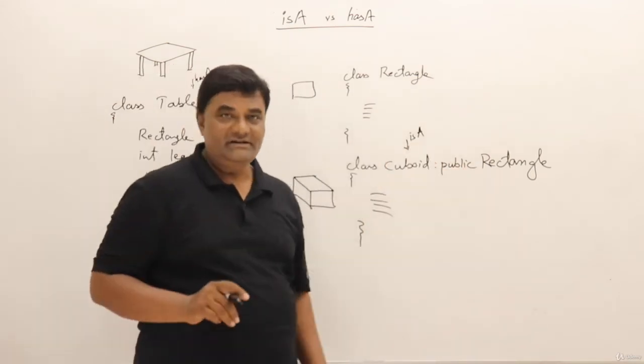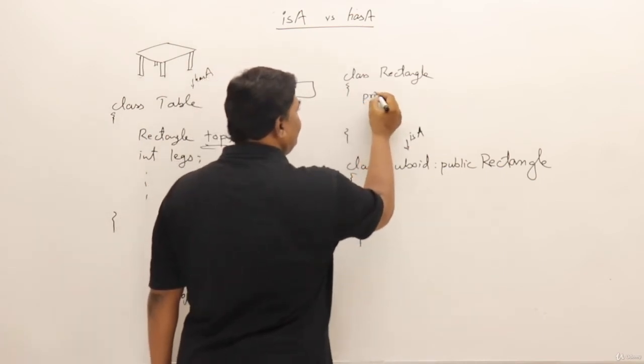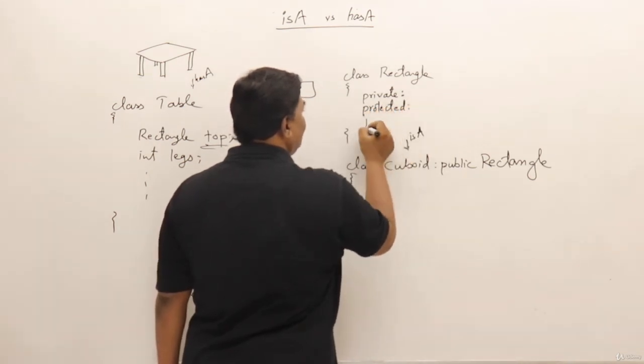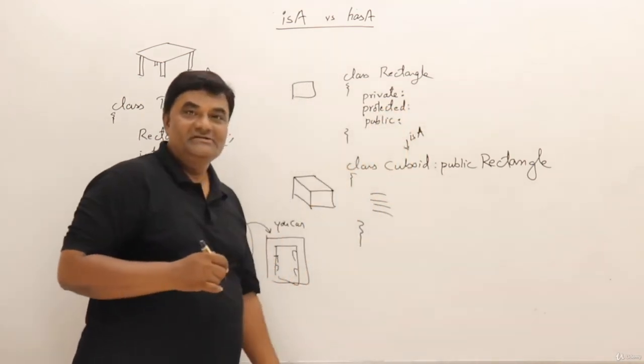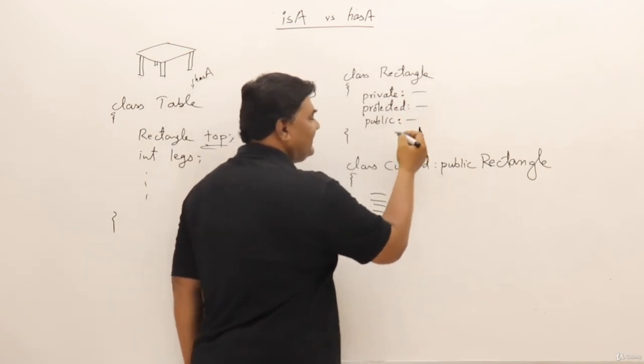Now the next important thing. A class can have three types of members, that are private and protected and public. Three types of members can be there in the class. I have not written a full class, just these three types of members can be there.